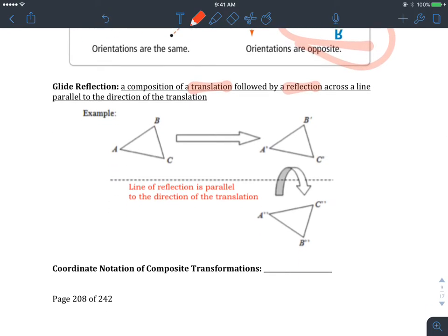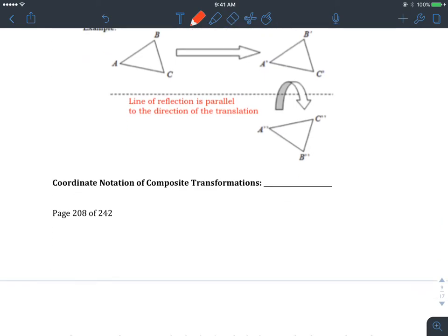So there's an example of what a glide reflection looks like. Don't forget, reflections usually reverse your orientation. Notice you have ABC going clockwise there, and after reflecting, going counterclockwise you get ABC. So reflections change your orientation.